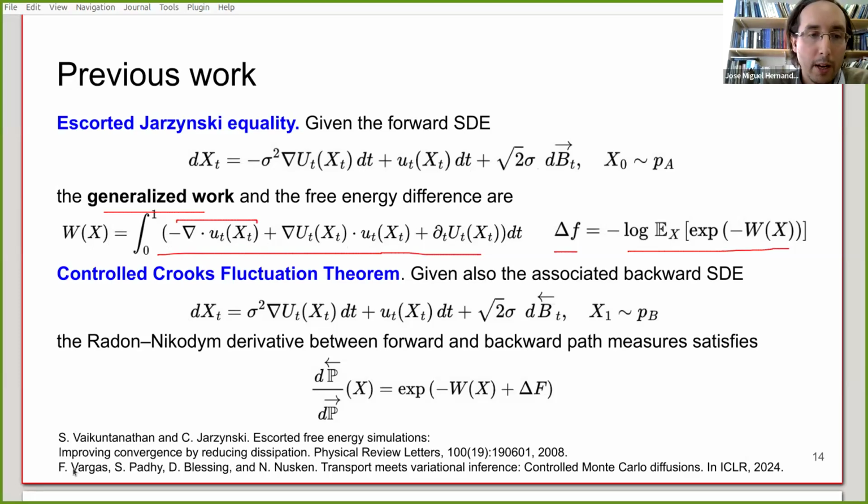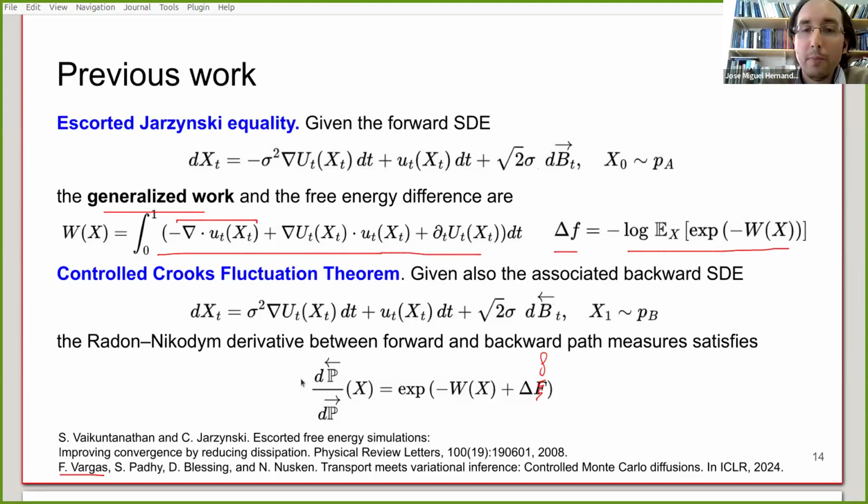There is this work also by another Cambridge student, Francisco, and others, including one of my students, Reyes. And they propose this controlled Crooks fluctuation theorem. The idea is also to use the forward and backward SDEs. And you can then show that the free energy difference, sorry, this should be lowercase here, is going to be obtained through this density ratio, but it's not a density in this case.